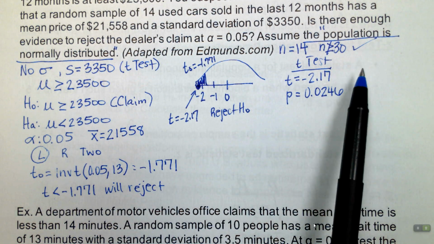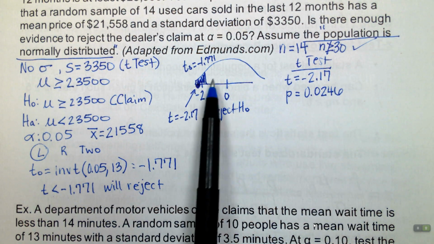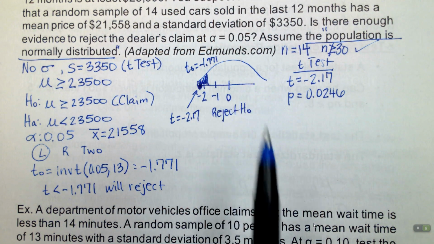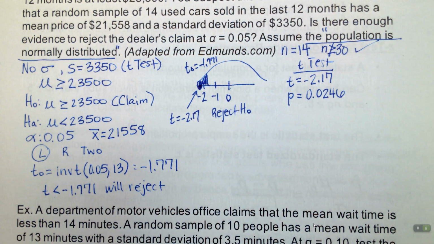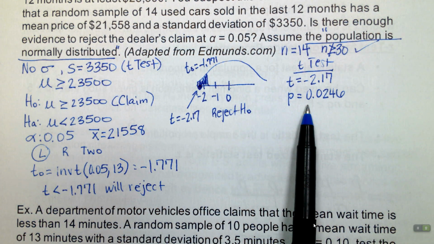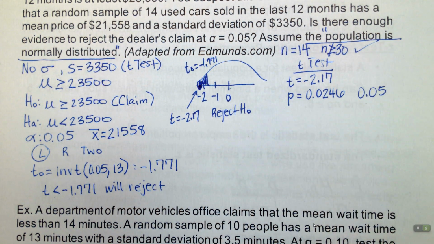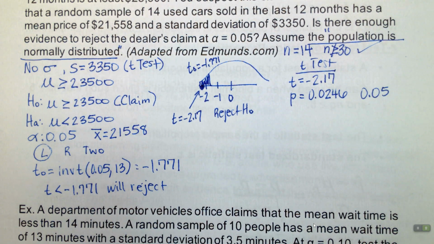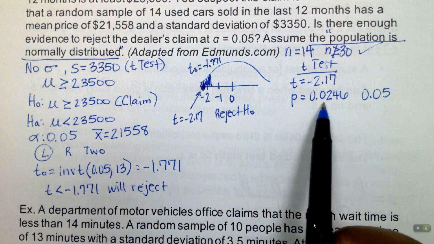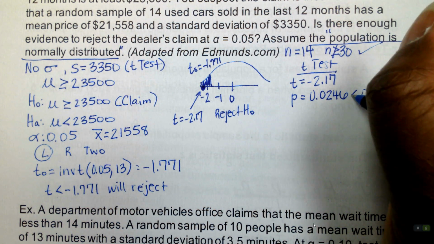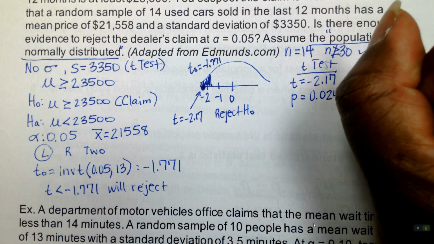If it was greater than, then it would be fail to reject H0 because it would be in the white area. If you're using your p-value, remember p-value compared to level of significance is P low. This is 2 cents, that's 5 cents. Yeah, P is low. It's gotta go.